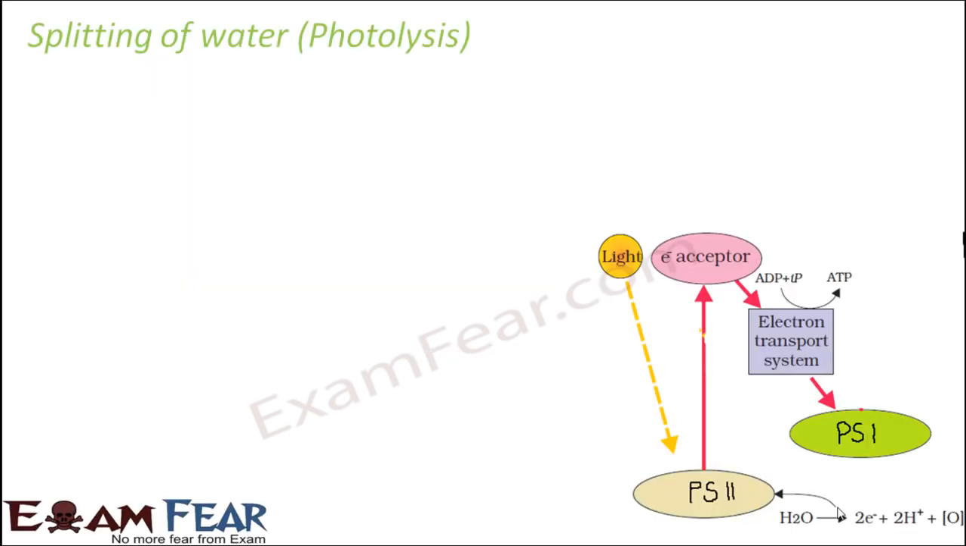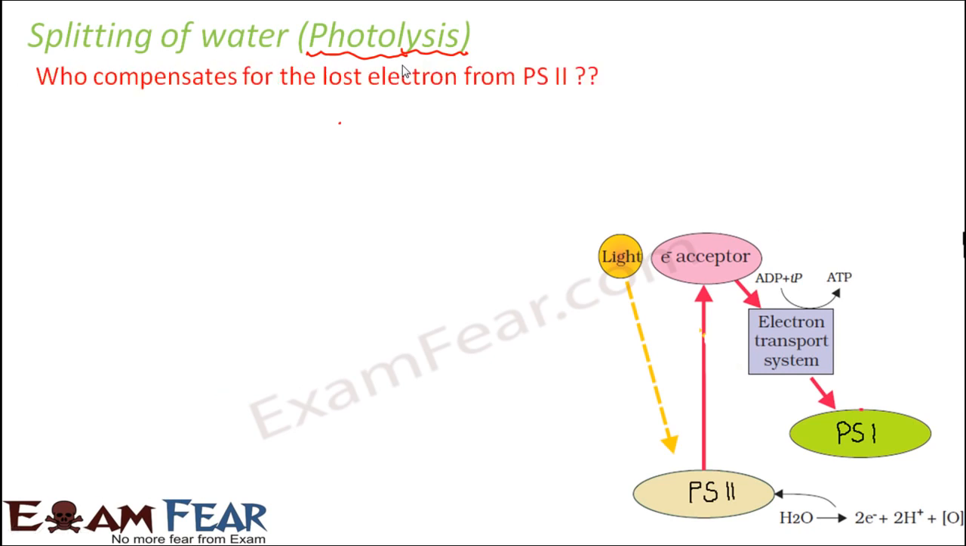Let us now look at the next step, that is splitting of water. So now we will talk about splitting of water. Now why do we need this splitting of water and where does it play a role? This process of splitting of water is also known as photolysis. Lysis means to cut or to break down and photo means light. That means breaking down of water in presence of light. That is called photolysis. Now why do we need photolysis?